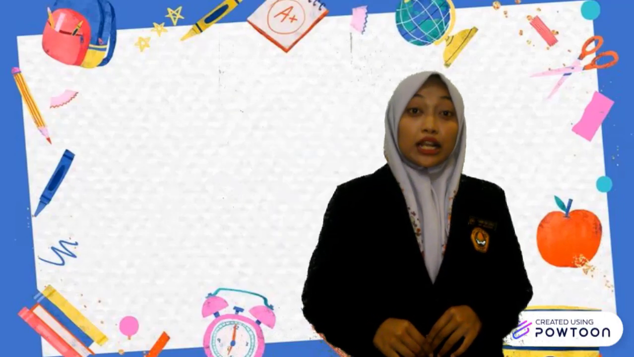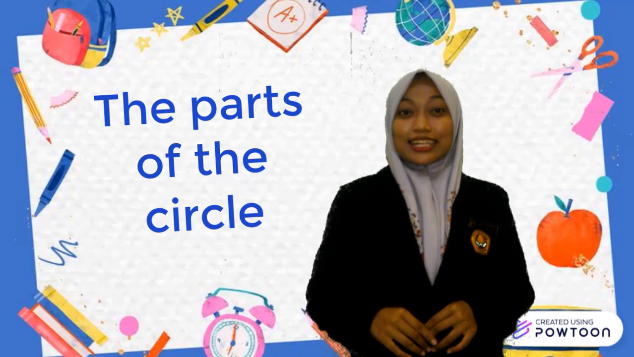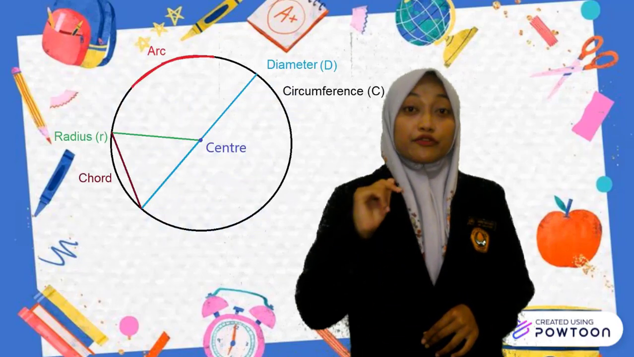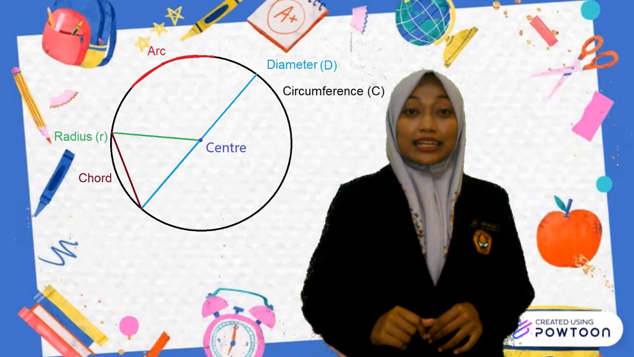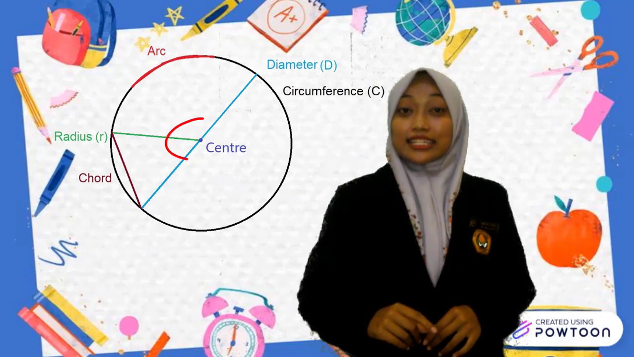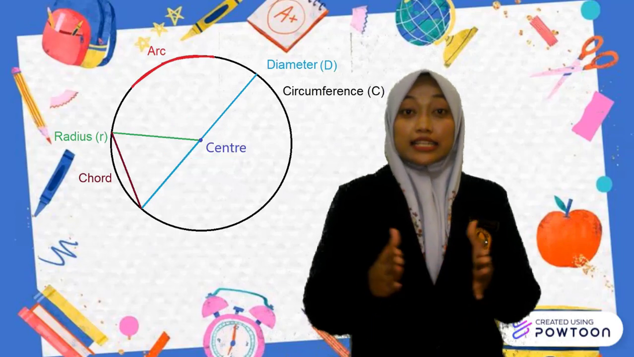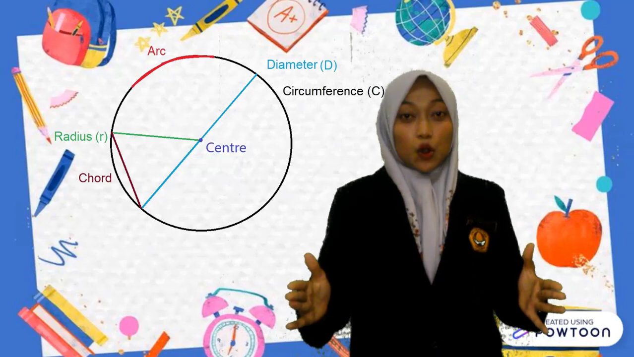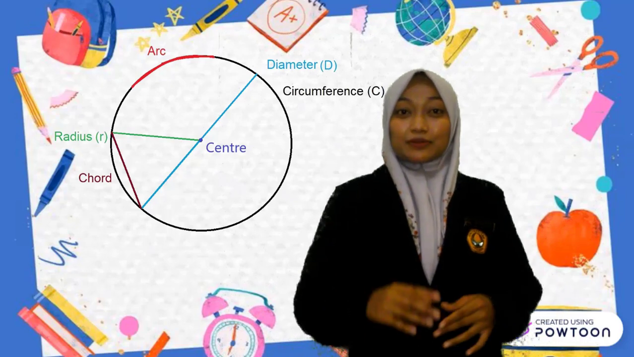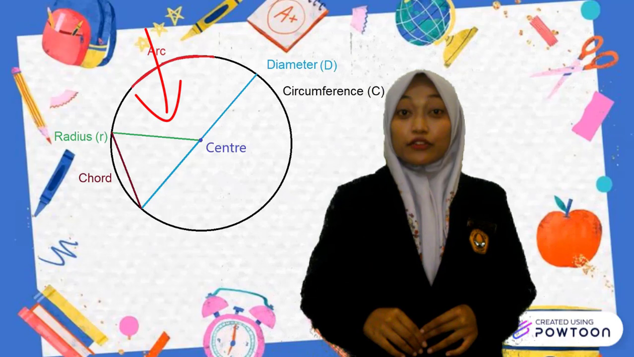Next, we will learn about the parts of the circle. A circle is a closed figure made up of points in a plane that are at the same distance from a single point, called the center of the circle. The constant distance from the center is called the radius of the circle. In the figure, the green line is the radius of the circle.